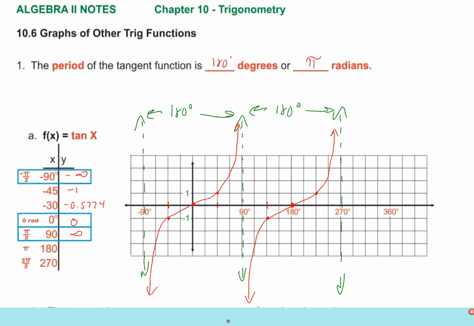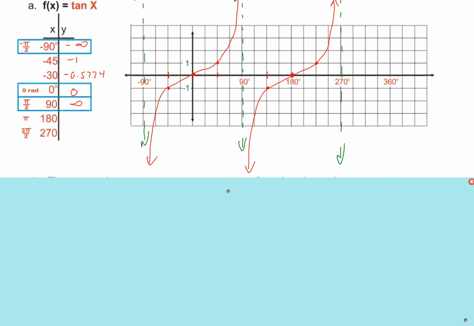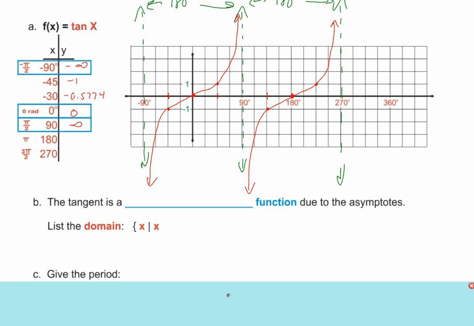So again, knowing the shape of the tangent and knowing the period is really key to understanding the function. Right? Knowing the shape and such is really key. So normally we graph the tangent between negative 90 and 90. Okay, so a little bit of terminology, no big deal.